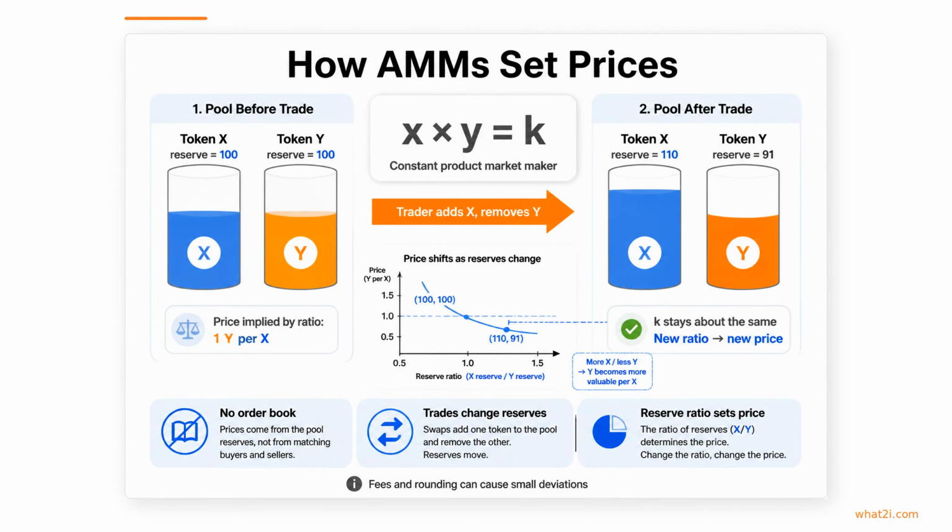AMMs don't use bids and asks to set a price. Instead, many pools follow the constant product rule, x times y equals k, where x and y are the token reserves. When a trader adds one token and removes the other, those reserves shift, and the new reserve ratio creates a new implied price. In practice, fees and rounding mean k stays only approximately constant, but the core idea is the same.